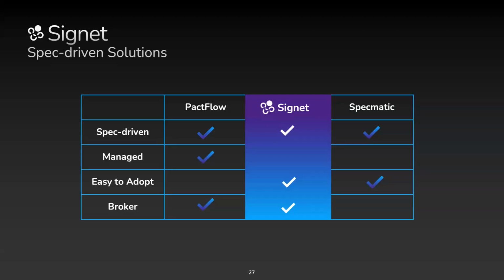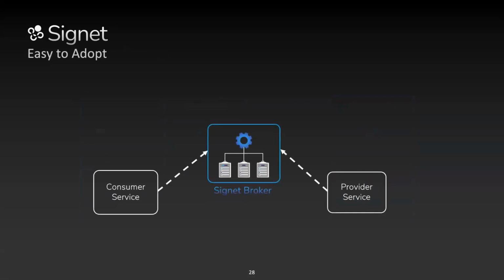Here we compare Signet with two well-known spec-driven solutions currently available in the market that we've already discussed, Pactflow and Specmatic. While Pactflow features a dedicated broker for contract management, it isn't straightforward to adopt or open source. On the other hand, Specmatic is easy to adopt and open source, but it lacks a contract broker. Signet offers a unique blend of features. It's spec-driven, open source, easy to adopt, and comes equipped with a dedicated broker. Let's delve deeper into the remaining features and explore their significance within the contract testing workflow.